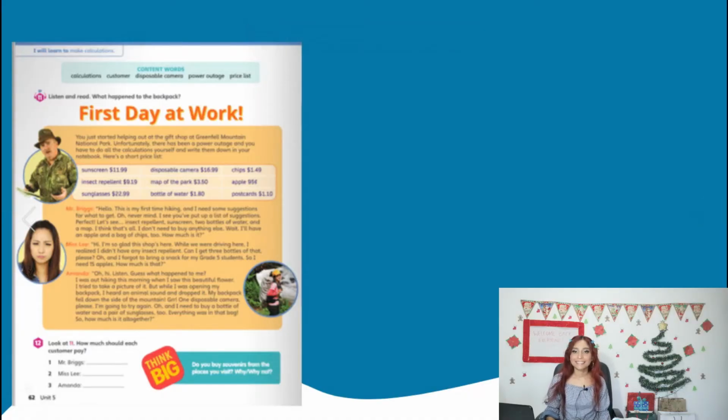Student's Book, page 62. Activity 11. Listen and read. What happened to the backpack?